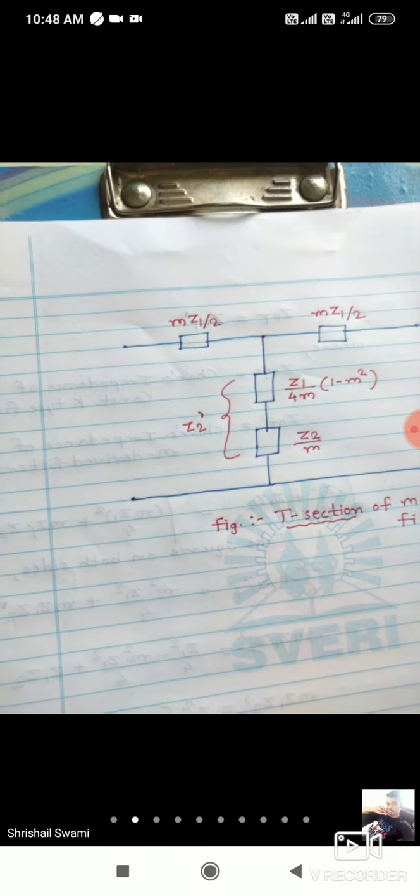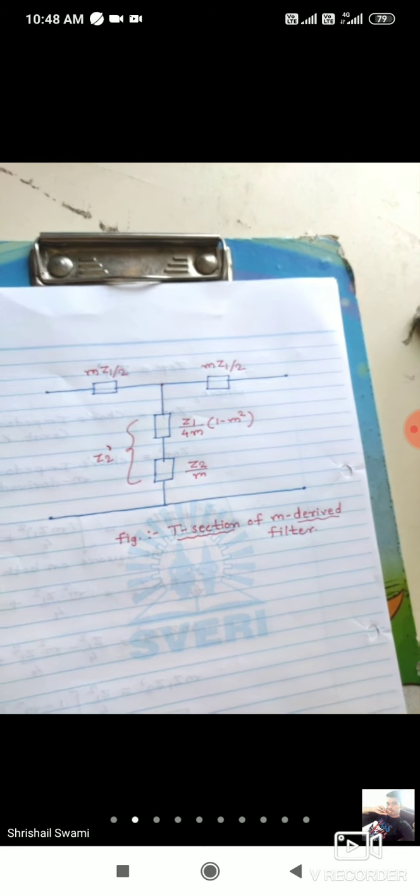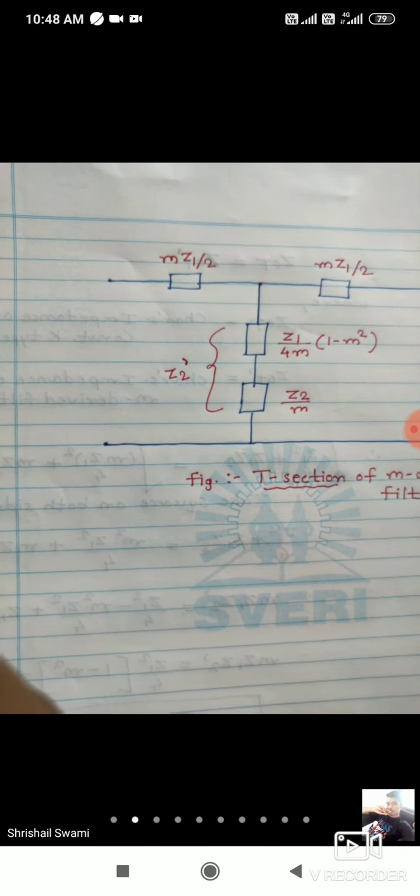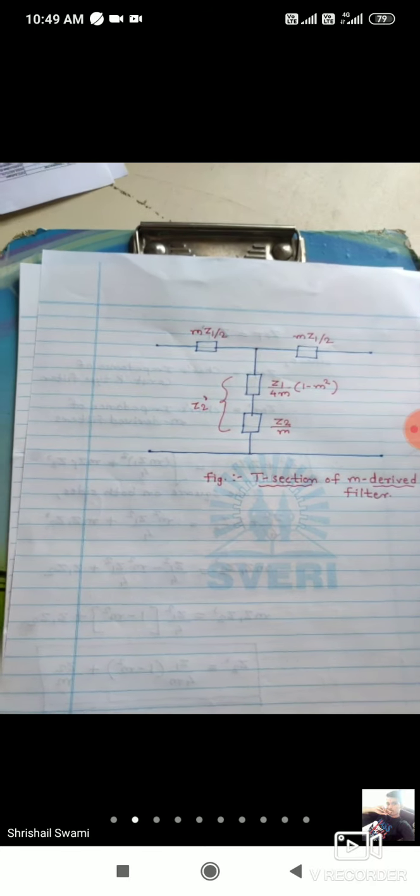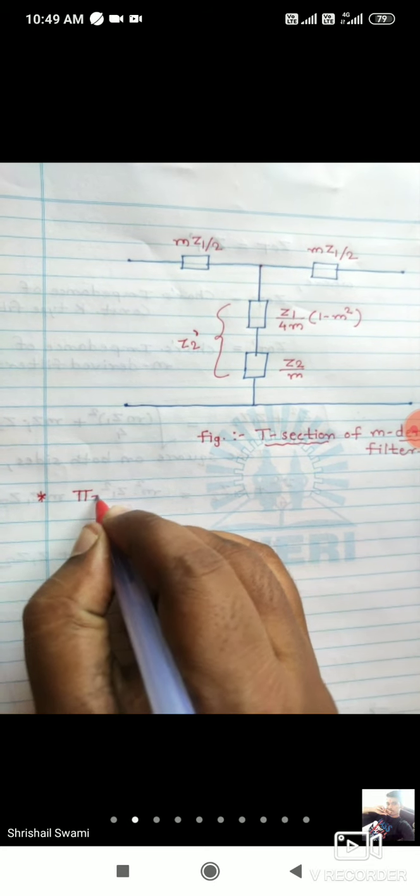We will discuss the pi section now. So T section is over. So we will discuss the pi section. What will be the modification in the pi section, that we will discuss. Once we complete these two, then we will start the M derived low pass filter. Okay, so T section is completed. We will start the pi section now.